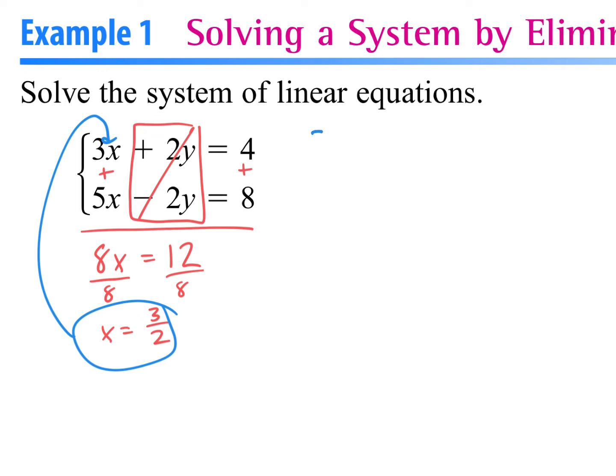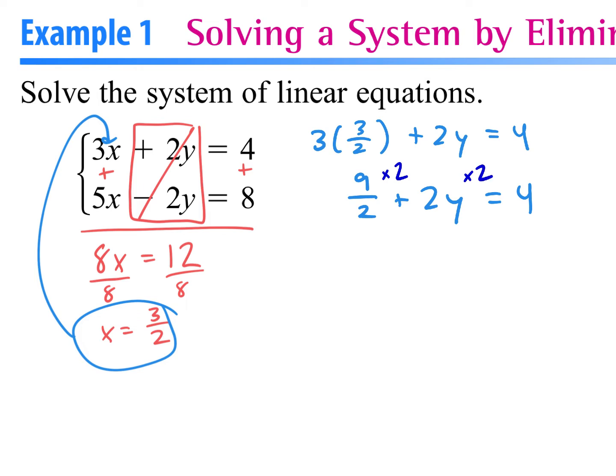So we're just plugging it in for x. So I have 3 times 3 over 2 plus 2y is equal to 4. I'm going to multiply 3 times 3 over 2, which would make it 9 over 2. Now, working with fractions is not my favorite, so what's one way that I can get rid of the fractions? Multiply everything in my equation by 2. So that'll cancel out there. So I have 9 plus 4y is equal to 8.